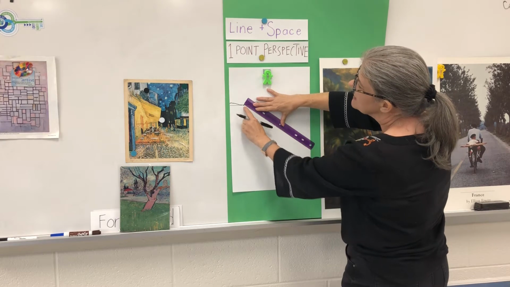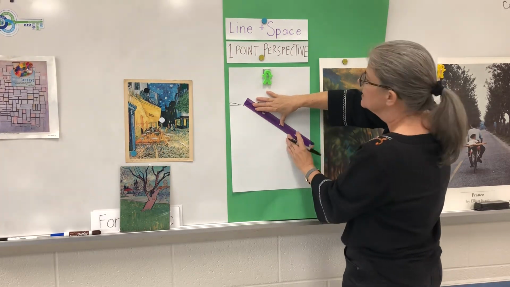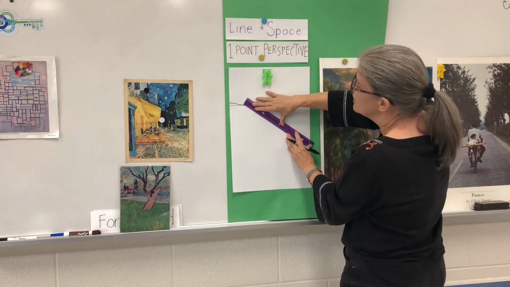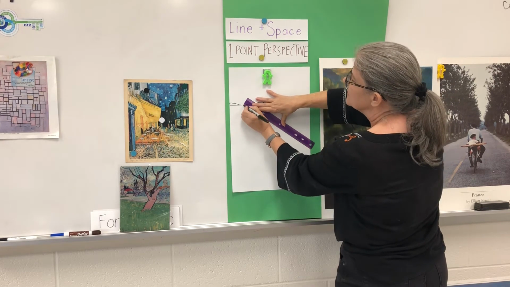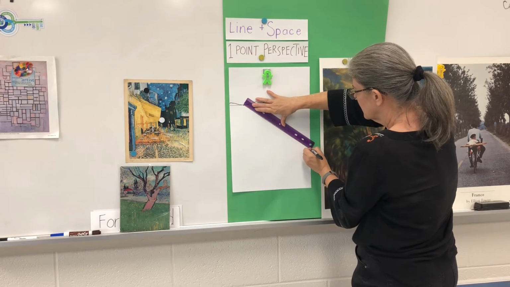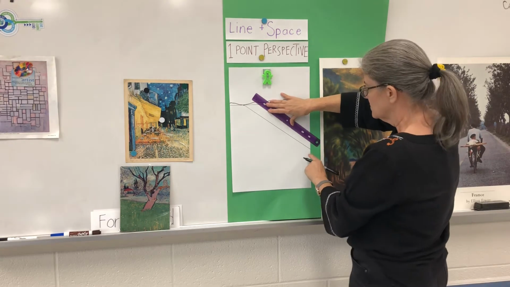So I'm going to put one end of my ruler right on that dot, right on it. Not above it, not below it, not next to it, but right on that dot. Remember, you need to make your dot really teeny tiny. And I'm going to draw a line that represents the left side of the road.